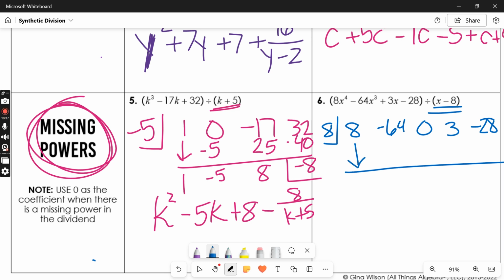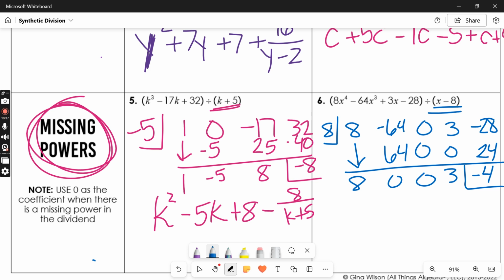Okay, I'm going to first bring down this 8. 8 times 8 is 64. When I add these, I get 0. 8 times 0 is 0. When I add these, I get 0. 8 times 0 is 0. When I add these again, I get 3. 8 times 3 is 24. So that leaves my remainder as negative 4.